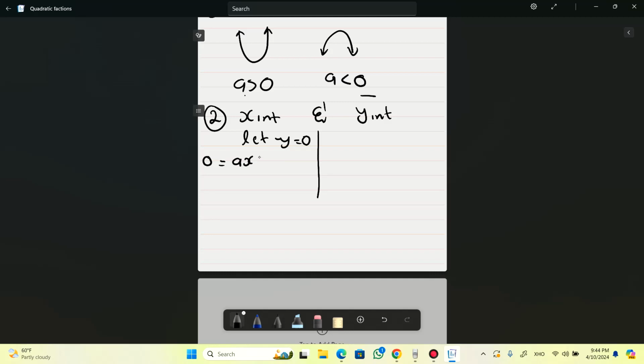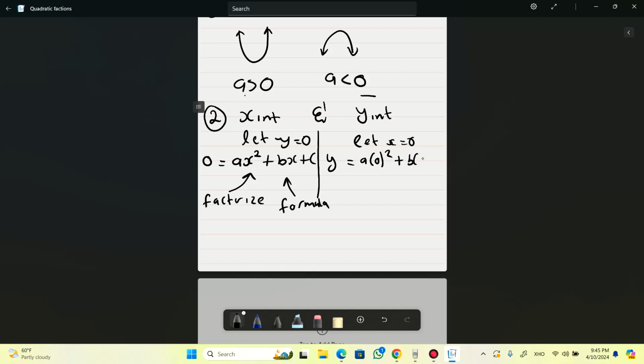If I'll have a times x squared plus bx plus c, right? And hence, after this, what will I use? I can either factorize, or I can use the quadratic formula, right? So in this case here, when you want your y-intercept, I'm going to let x equal to 0, and hence I'll have y is equal to a times 0 squared plus b times 0 plus c. So in this case, that will move, and hence my y is equal to c.